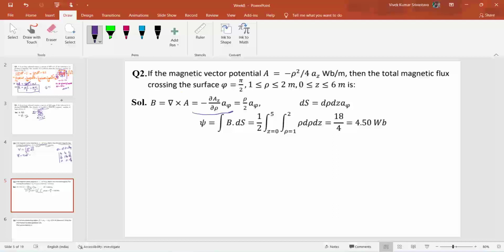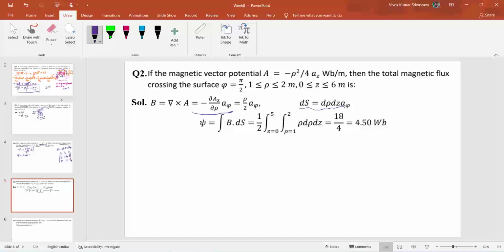Okay, so you have to put the value of a here as minus rho square by 4, and you have to differentiate this with respect to rho. So after differentiating with respect to rho you will get rho by 2 a phi. And differential length we have already seen that this will be equals to d rho dz into a phi.